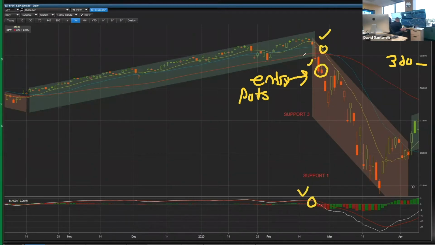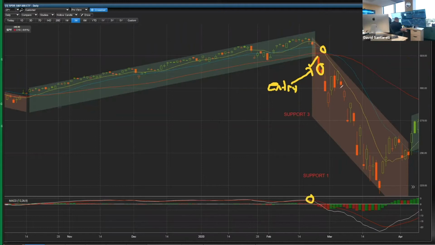Now, where do you exit that put at? When you're in breakdown momentum, you're using that 10-day as your stop. The first candle with the full body above that 10-day simple moving average is going to be your stop. So right here is going to be your exit. All right. So you were able to capture basically from the highs here.